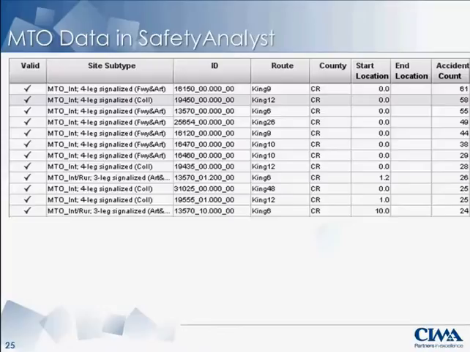That's the name of the route, King's Highway 9, and then it belongs to the central region. And because it's an intersection, you don't have a start at any location. And you have a number of collisions for each site.